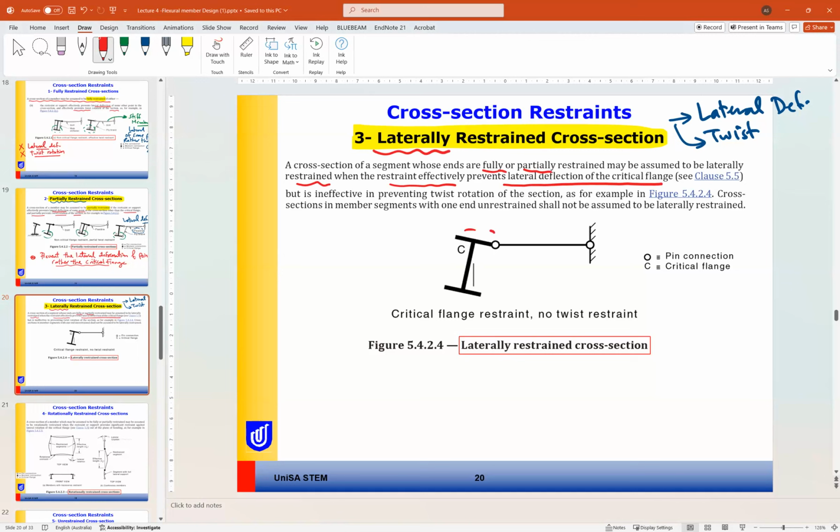So if this is our critical flange and this member is preventing only the lateral deflection, we can consider it as a laterally restrained cross section. So we have no twist restraint. This means we will prevent only the lateral deflection, but we cannot prevent the twist. So if we prevent only the lateral deflection, we can consider it as a laterally restrained beam.